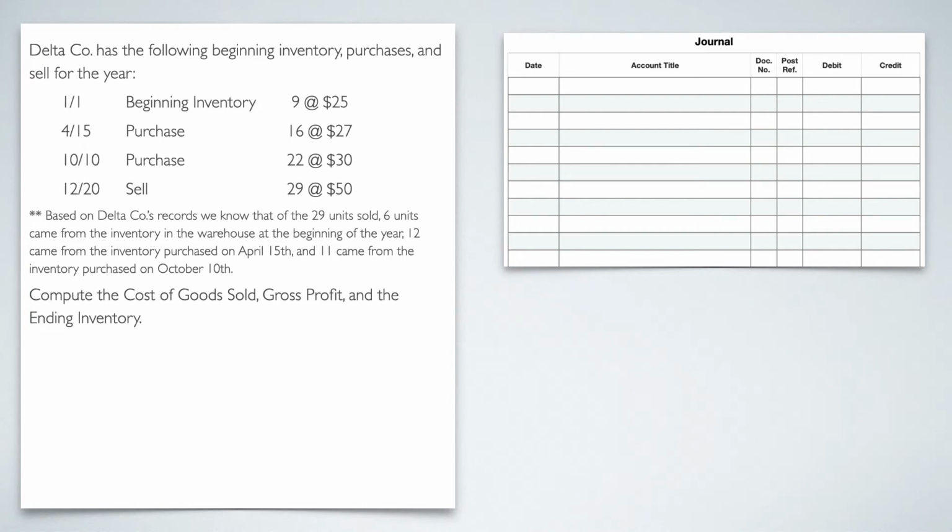Hello everyone, welcome to chapter 5, and in this video we're going to be doing an example using specific identification to deal with inventory costing.